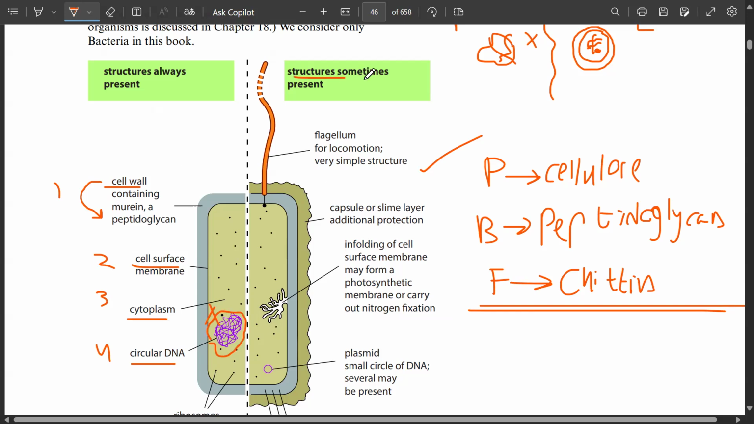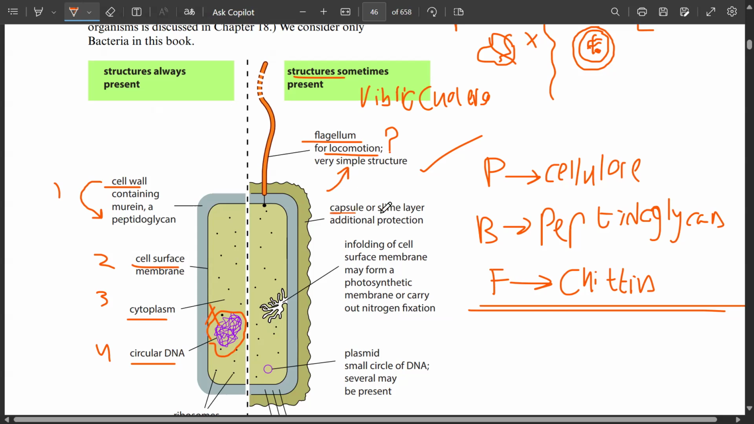Sometimes some bacteria, for example, let's take an example of Vibrio cholerae bacteria, which causes cholera. Now, Vibrio cholerae or some bacteria may also contain a flagellum for locomotion. What is locomotion? Movement. Moving, exactly, simple moving.